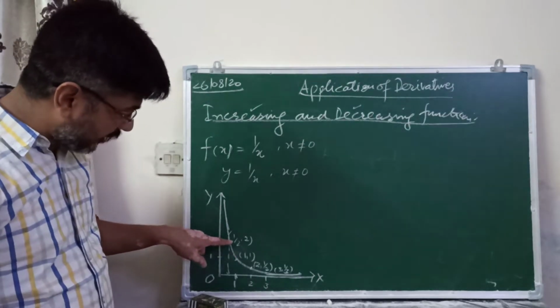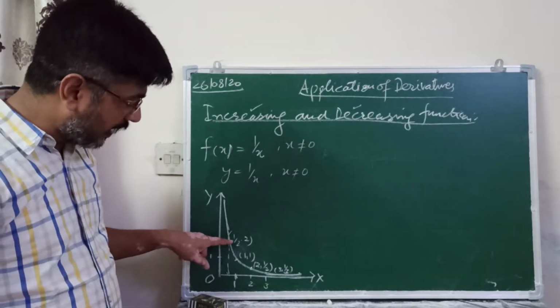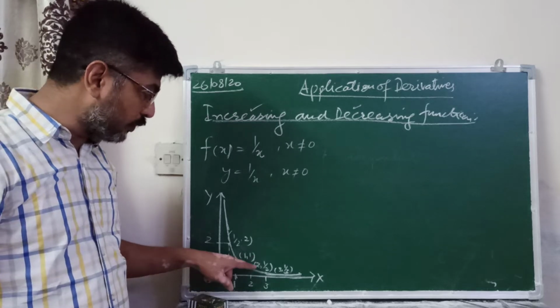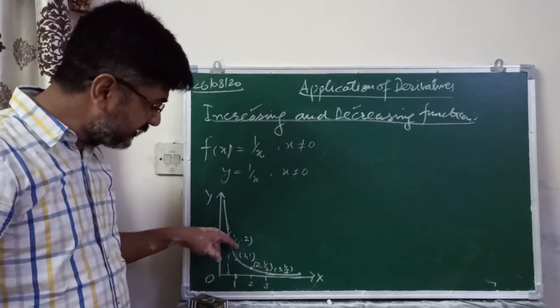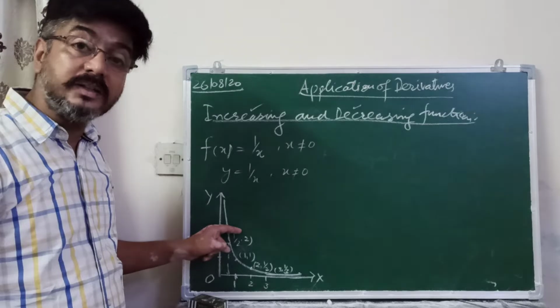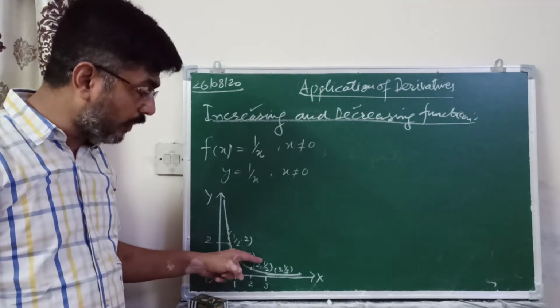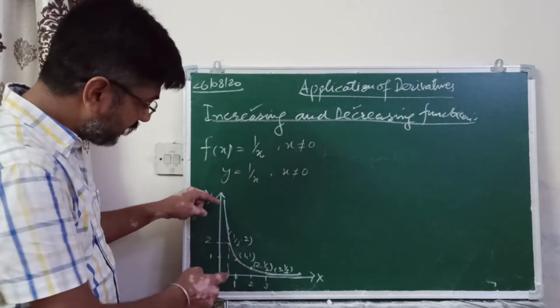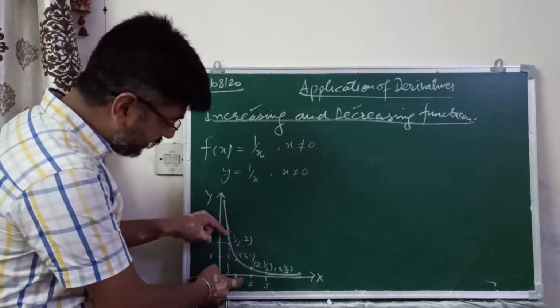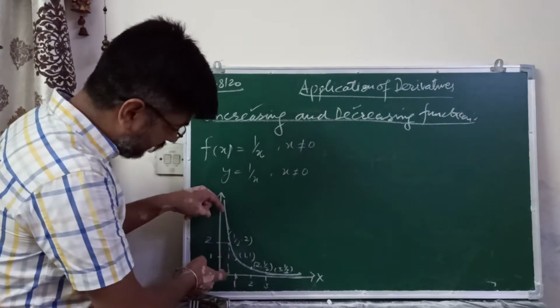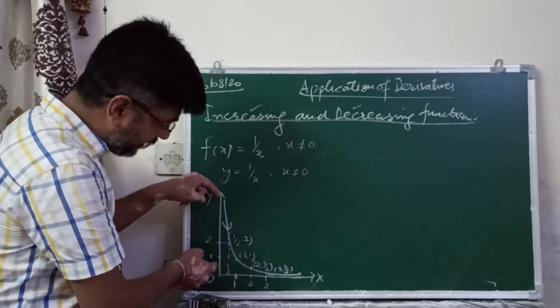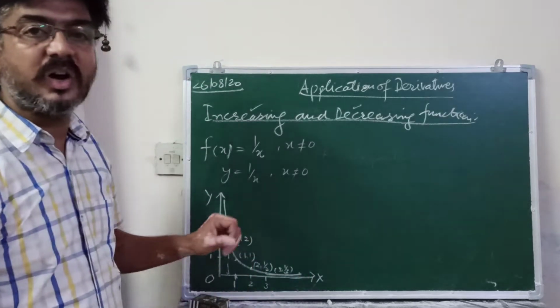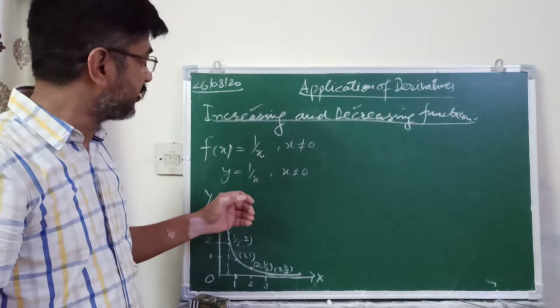This is the x coordinate. X is increasing from half to 1, 1 to 2, 2 to 3. X is increasing, but y is decreasing, 2 to 1, 1 to half, half to 1 by 3. So this graph moves like this. X increases, y decreases. This graph is in this direction. Such a graph is called a decreasing function.